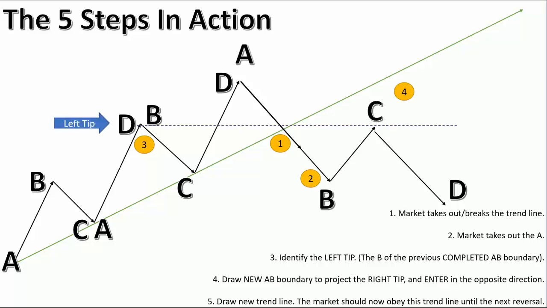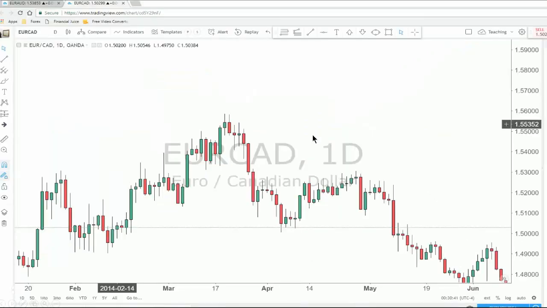Last but not least, here is our left tip, center tip, right tip display. Let's take a look at this on an actual chart. This is the Euro Canadian dollar on a daily scale. You'll be able to find these reversal patterns on all currency pairs and all time frames, but I want you to see what it looks like on an actual chart.